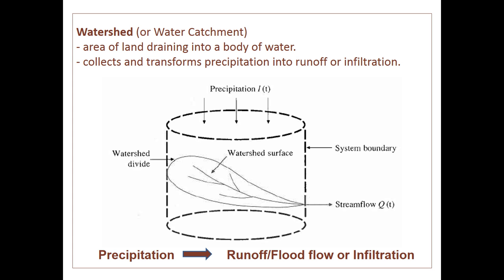As Perrault theorized, we now define a watershed as an area of land draining into a particular body of water, what he calls the spot where it joins together. This landscape collects and transforms precipitation into runoff or infiltration. We can either think of it in the landscape as a watershed or as a water catchment.